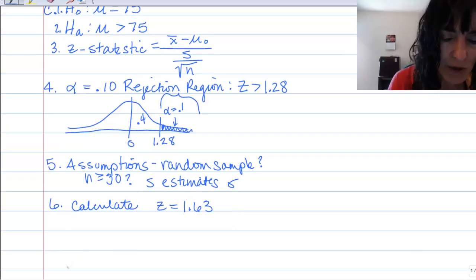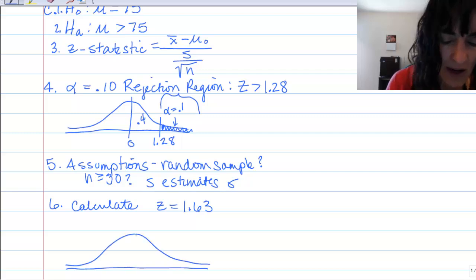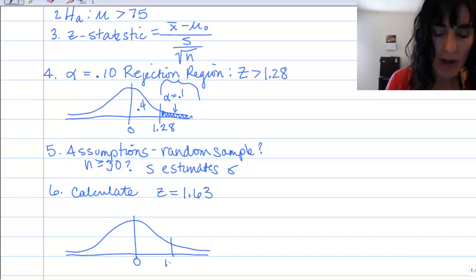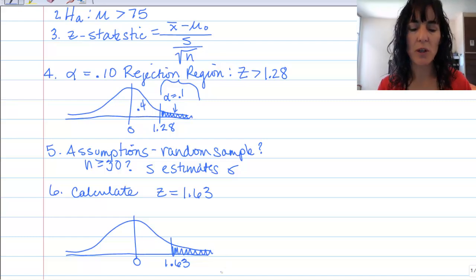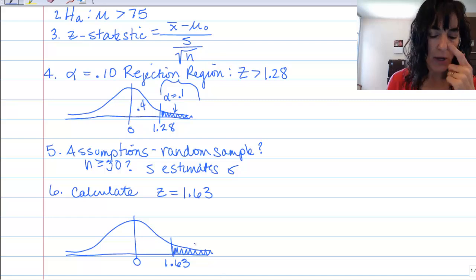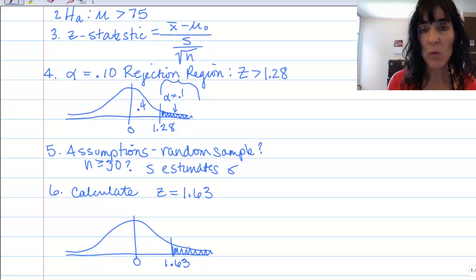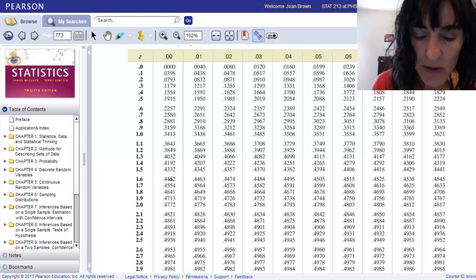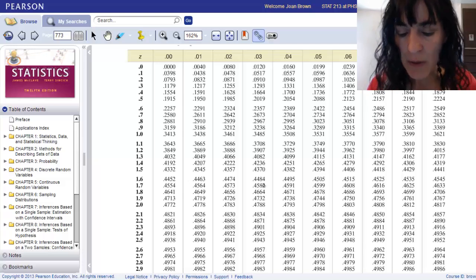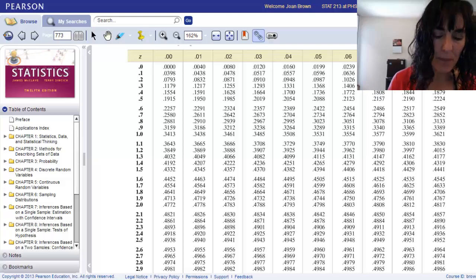So when I make a picture that looks like this, and zero is here in the middle, my actual data from my X bar gave me the 1.63. What I'm saying is that this is the area to the right, because we're looking for it to be greater than the 75. So this area to the right, I want to know what that area is, so I'm just going to look up the 1.63 on my chart. 1.6, 0.03, so it's going to be 0.4484.